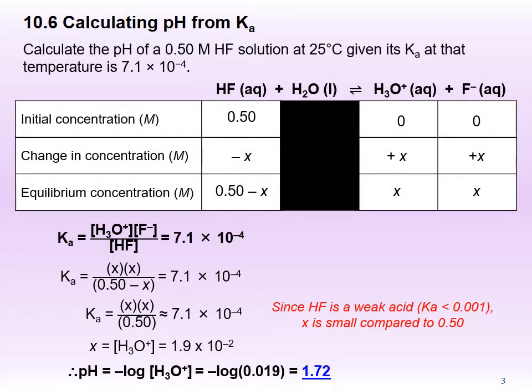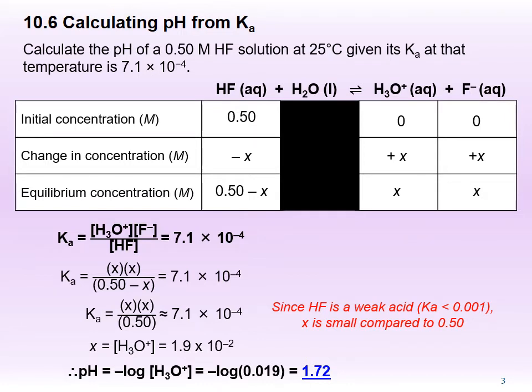Here is an example. Calculate the pH of a 0.50 molar HF solution at 25 degrees Celsius given its Ka at that temperature is 7.1 times 10 to the power of negative 4. First, recall that HF is a weak acid. Now, even if you have forgotten this, you should notice that the Ka value is smaller than 1. This verifies that HF is a weak acid.